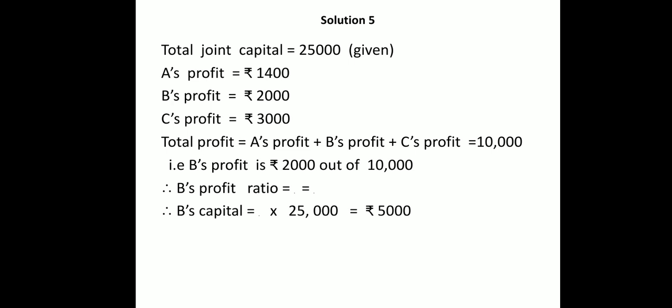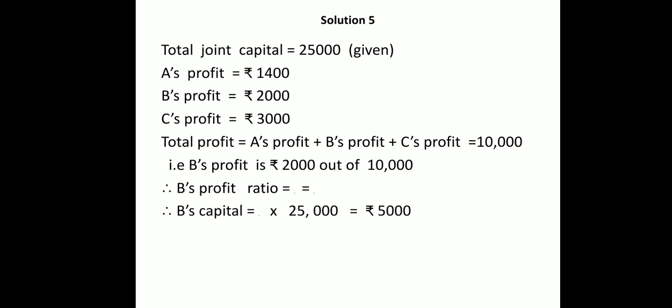Question number 5, I read the question. If A, B and C engage in a business with a joint capital of rupees 25,000, and at the end of a year A gets rupees 5,000, B gets rupees 2,000 and C gets rupees 3,000 out of profit, how much capital did B contribute? What do you have to find out here? We have to find out the contribution of B. How much capital did B contribute?